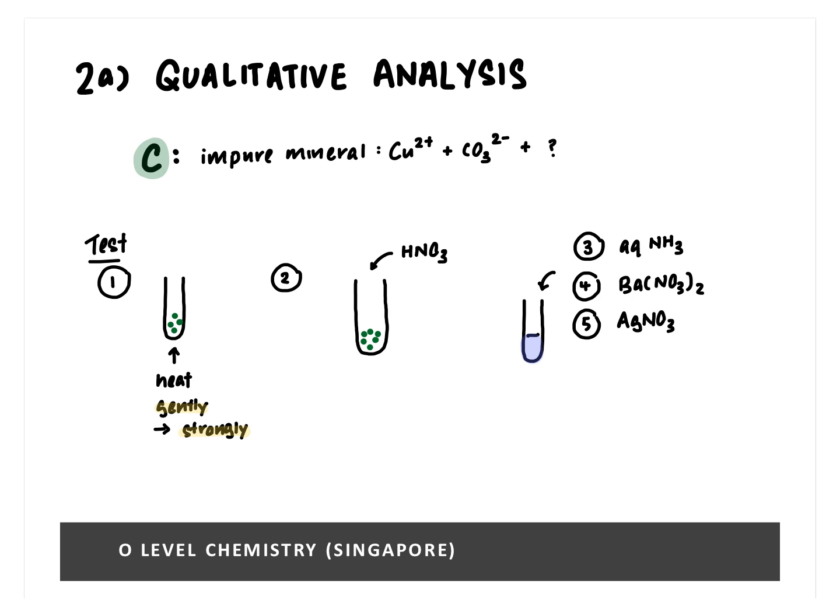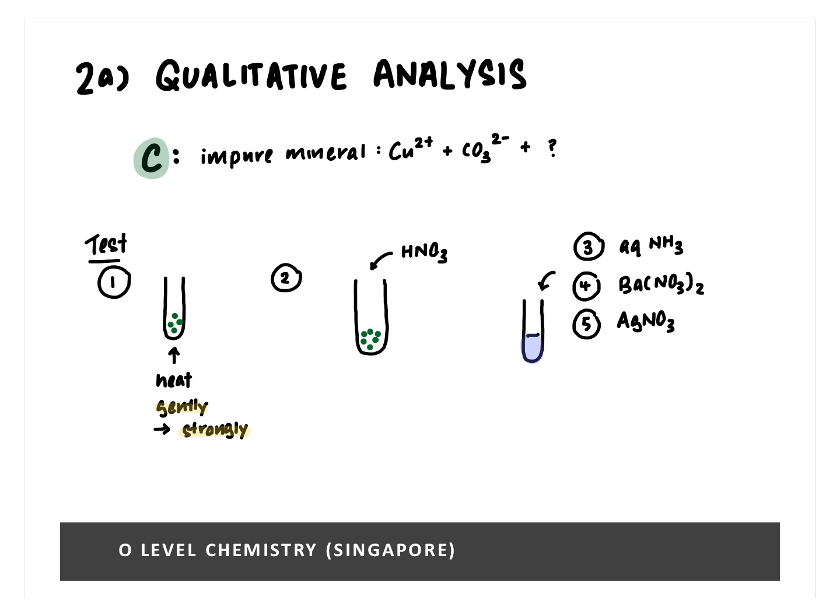Number one, the green solid will turn black. Number two, a gas is produced which forms a white ppt in lime water. The last one, which is uncertain and which you need to perform the experiment to find out, is whether there's any water of crystallization present in the other copper salt.